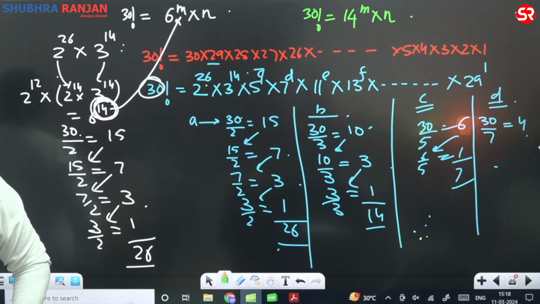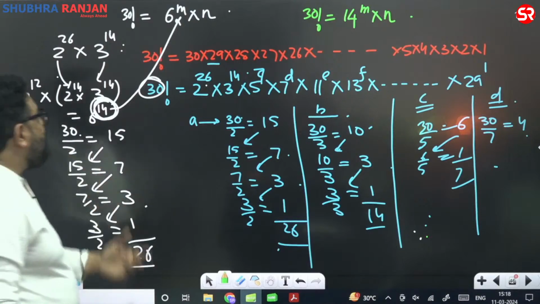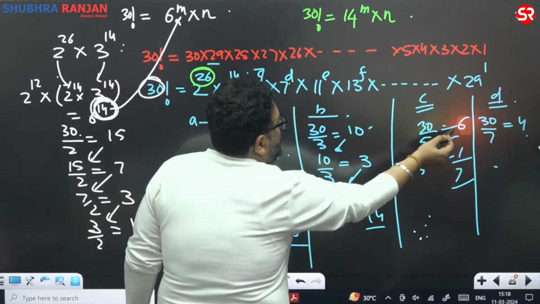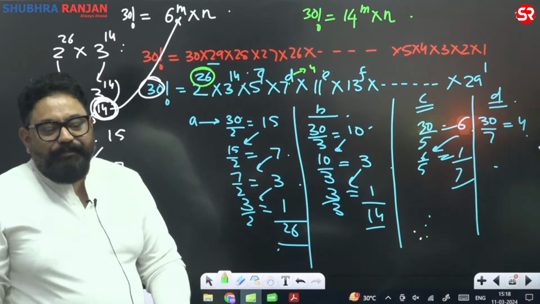What is 14? 2 into 7. 14 is 2 into 7. 2 has how many parts? Obviously 2 has 26 parts and 7 has how many parts? 7 has 4 parts. So obviously m would be 4.